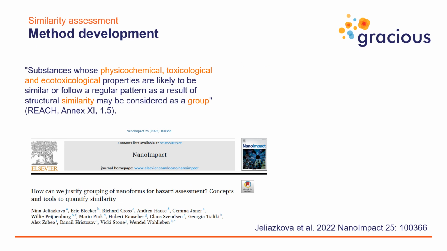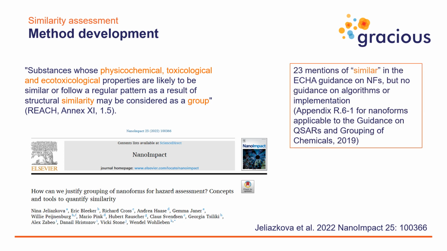To assess similarity, we've generated a range of methods to do this in a quantitative manner. These are summarized and explained in a paper by Jeleskova et al., which was published in a special issue of Nano Impact. The remainder of that special issue includes individual papers that focus on specific methods. So just to remind you, within the ECHA guidance, there are 23 mentions of similarity. So this is a really key part of the grouping and read across exercise.